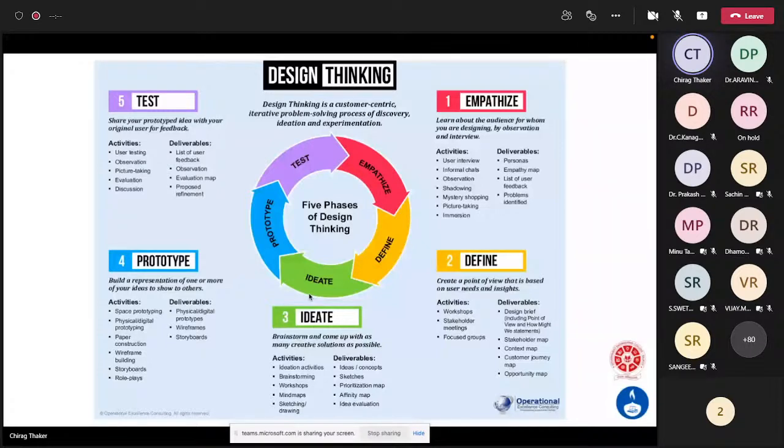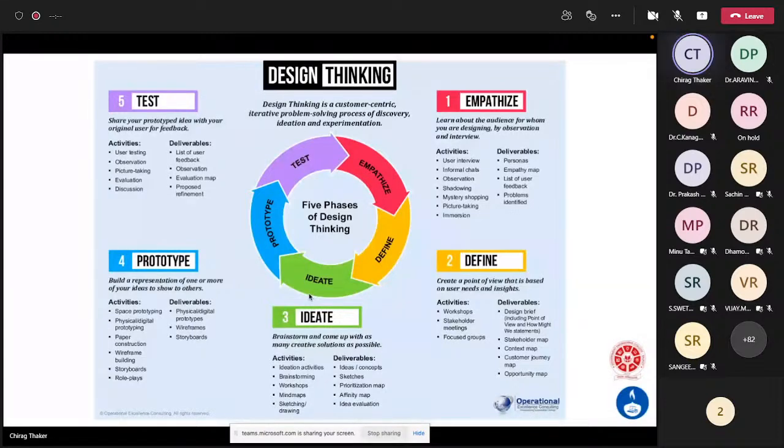So it's not only about sketches and maps, it is also about evaluating the idea. In the prototype stage, what are going to be your activities? Space prototyping, paper construction, physical prototyping or digital prototyping. There are some software tools also through which you can make digital prototyping. Storyboards, role plays. These are going to be the activities you will undergo when you are in the prototype stage. As a team, what are going to be your deliverables? Wireframes, storyboards, and physical or digital prototypes.